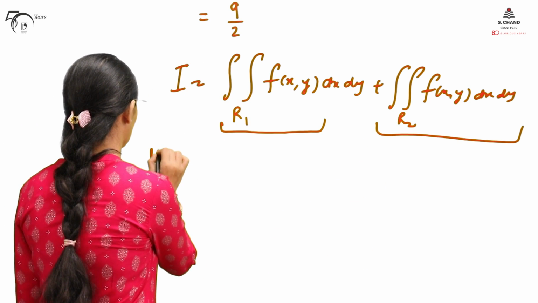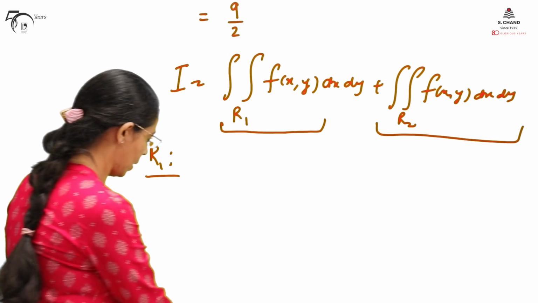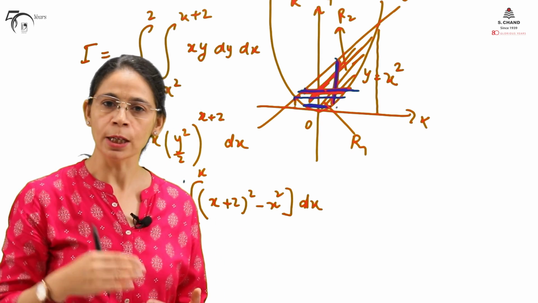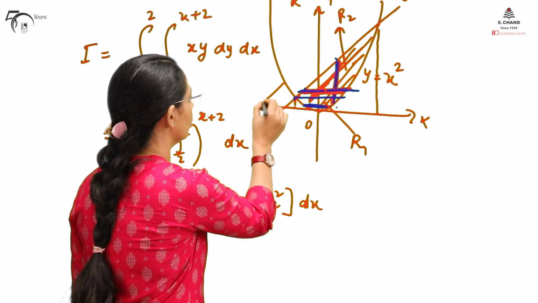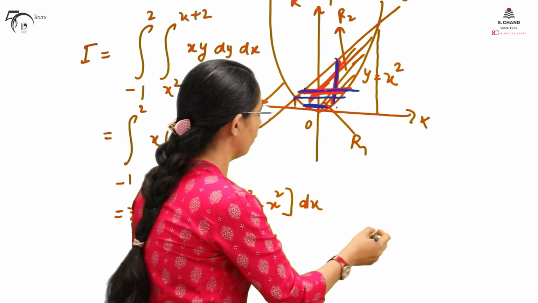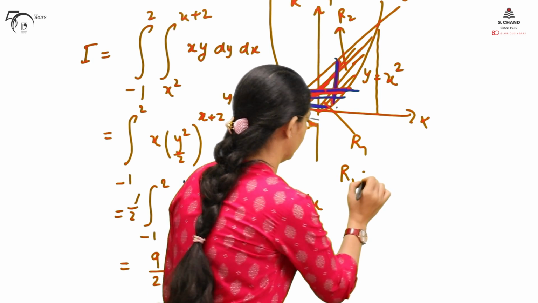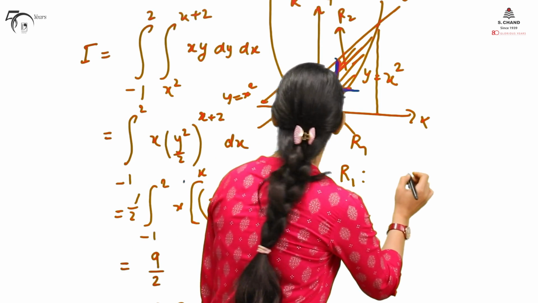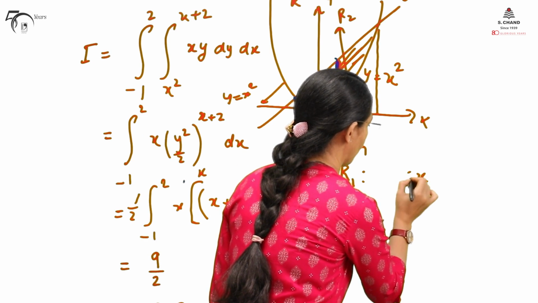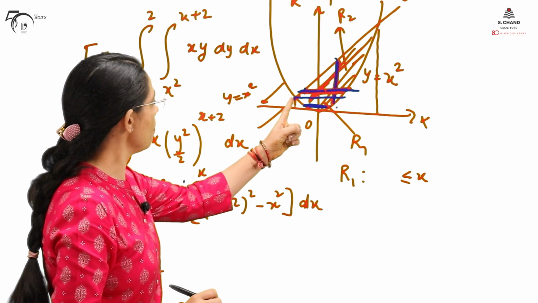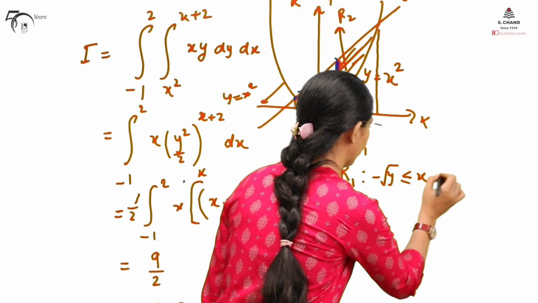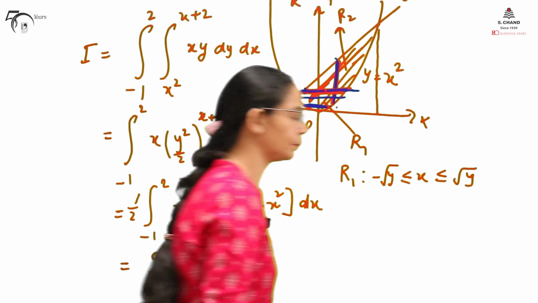So let us try to find out the limits for R1 first. In R1 you can see that the lower end is lying in the second quadrant, though it is on the parabola, that is y equal to x square. So x is moving, I will write here itself so that we don't have to move again and again. Now we need to take x going from what to what. So x is going from minus under root y to plus under root y.